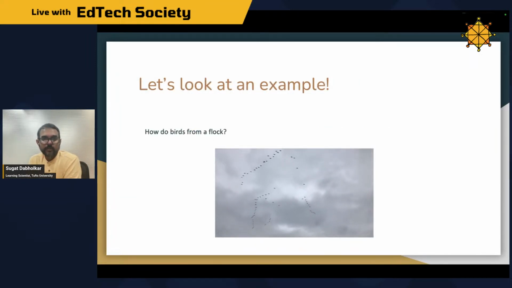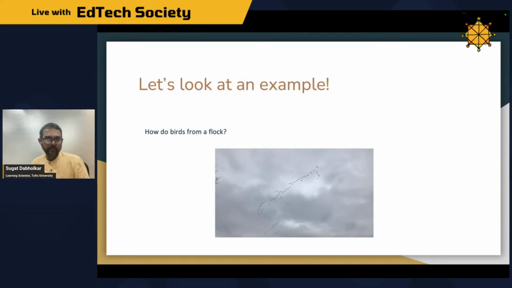This is a video that I shot at a state park in the United States, where these geese are flying, and they have this interesting formation. And so the question is, how do birds form a flock? Is there a leader bird that directs all the birds how to go, where everyone should be, how to move, etc., or does something different happen?